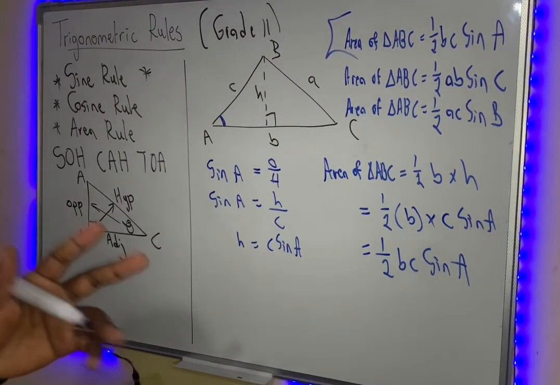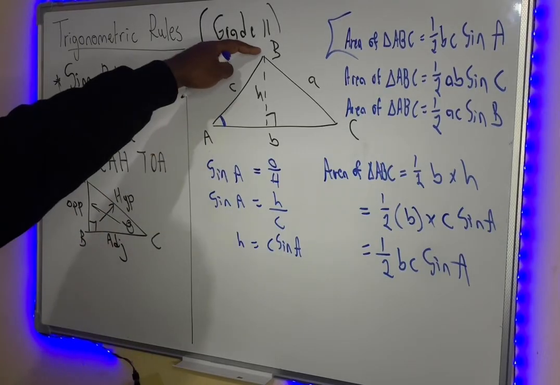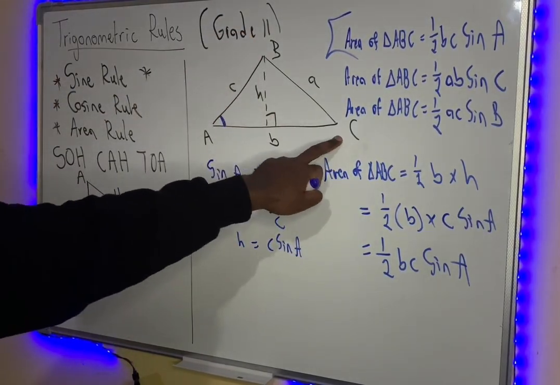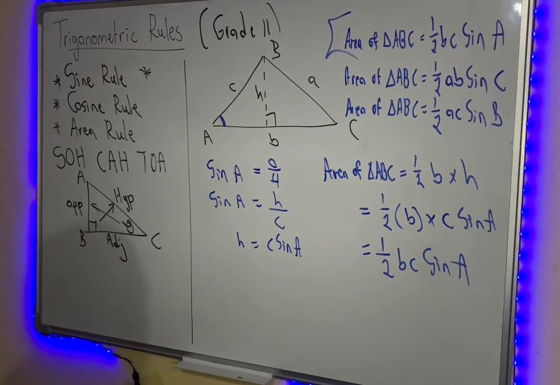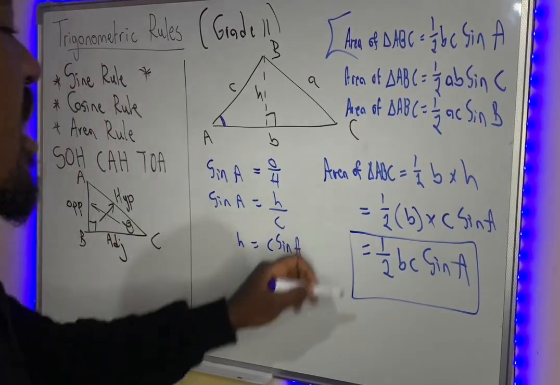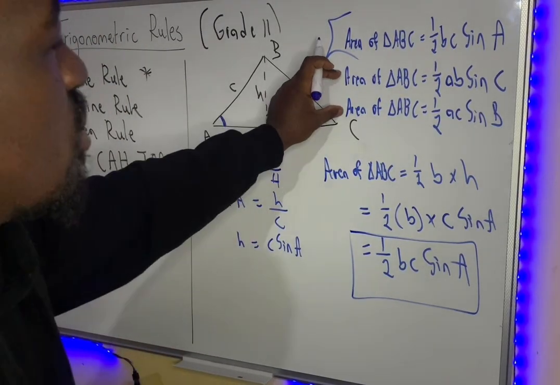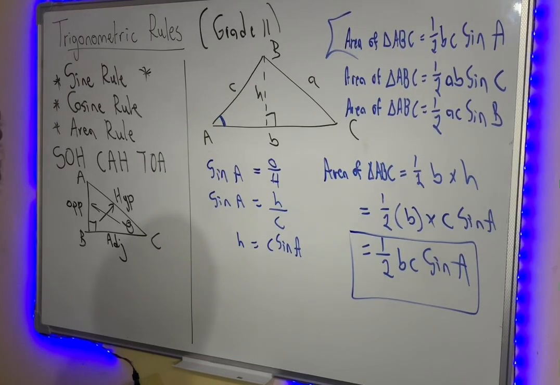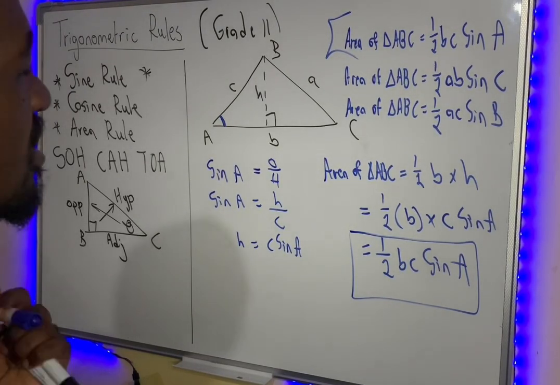Understand? Then if you turn this again, focusing on angle B, at the end it's going to give you AC. If you're focusing on C, it's going to give you AB. So this is it, we're done proving the area rule. Similarly, you can also prove those two the same way we just proved this one. I'll show you the examples for now.